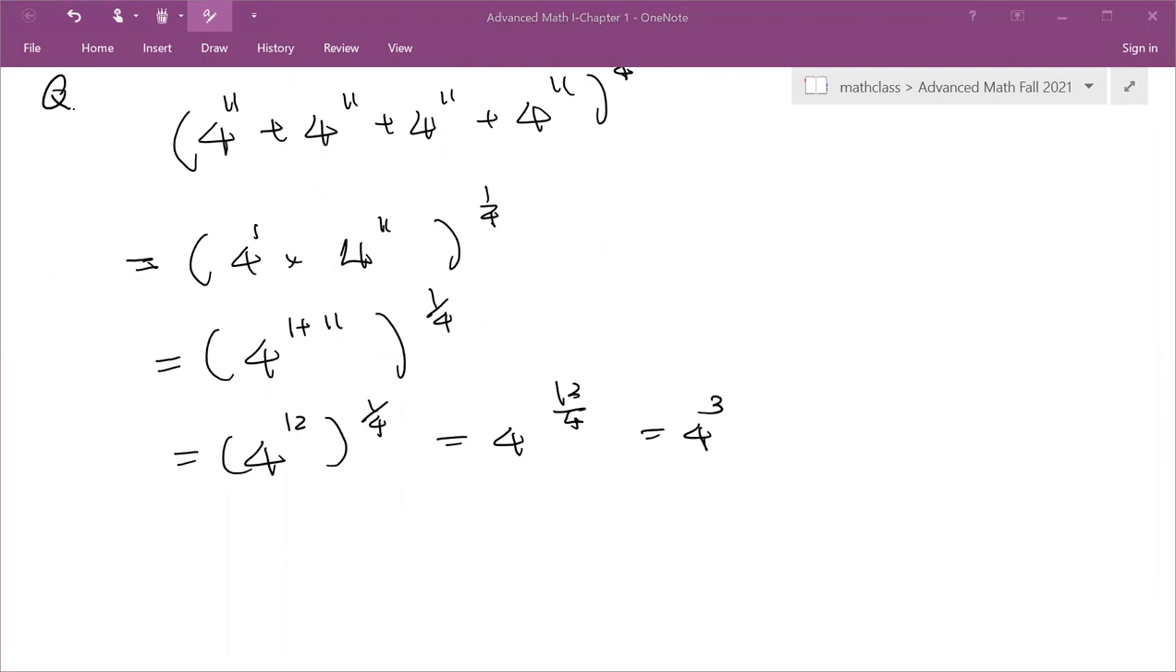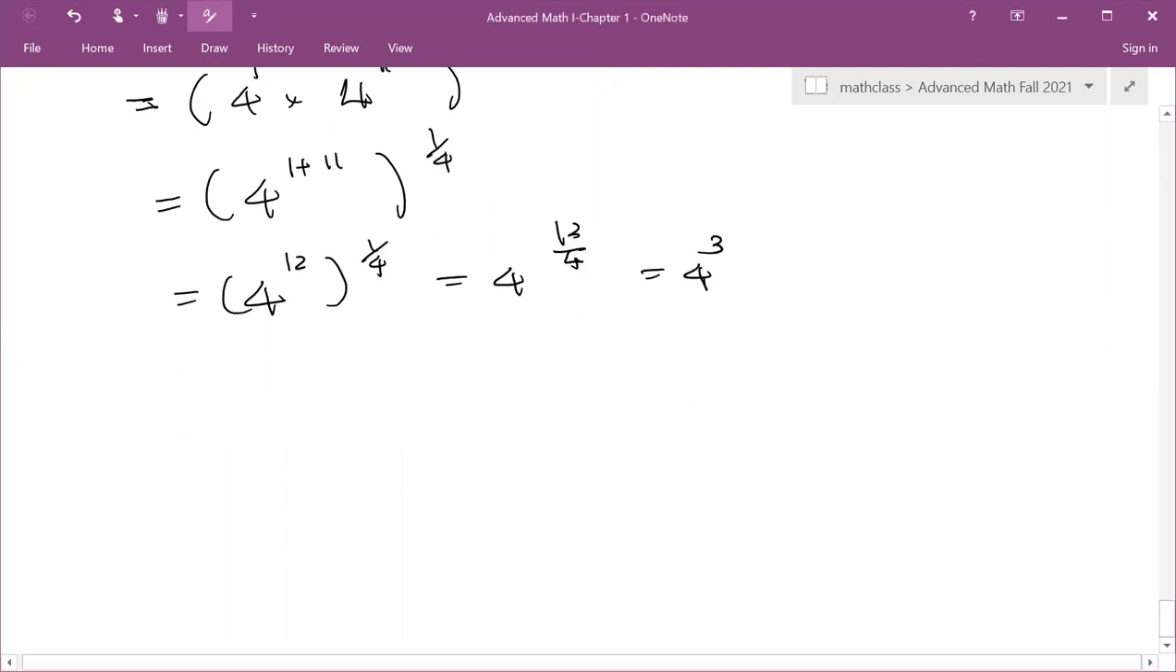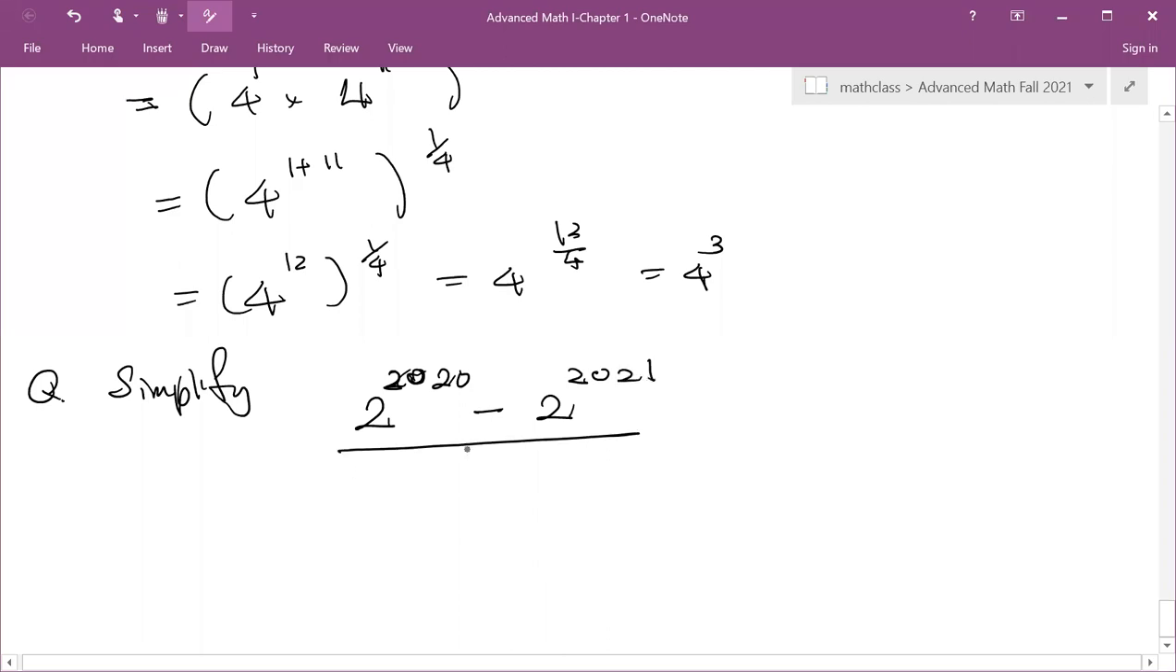All right. Now the next problem. I want to simplify the expression: 2 to the 2020 minus 2 to the 2021, divided by 2 to the 2019.